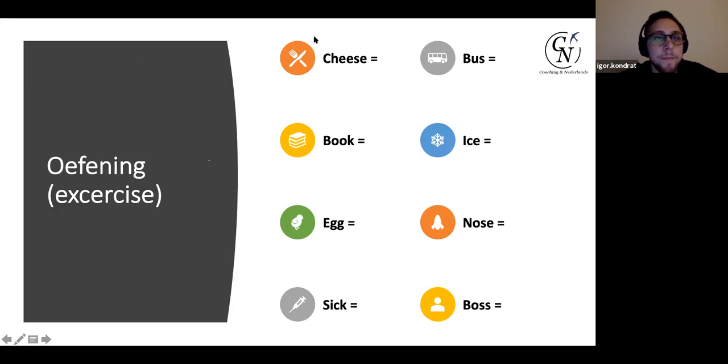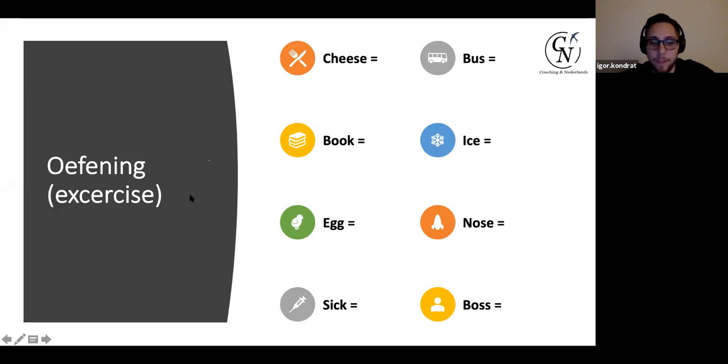Okay. And now we have nose. Ik heb ijs op mijn neus. Yeah, good one. Neus. Ik heb een neus. I have a nose. And the last one, it's boss. The baas. Yeah, very nice. The baas.